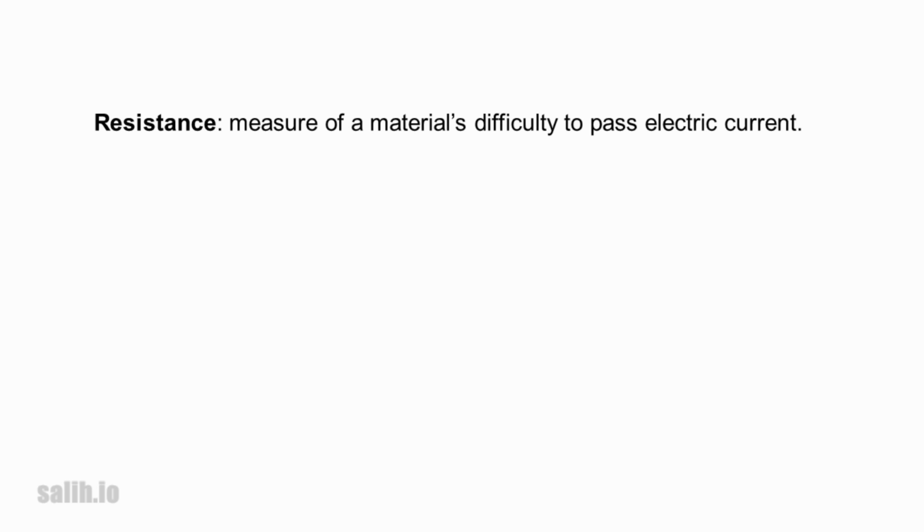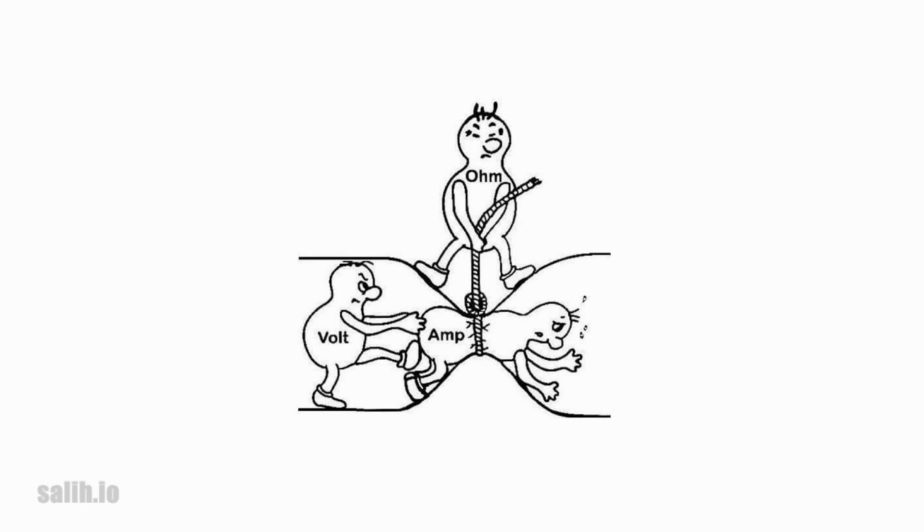Resistance is the measure of how well a material resists the flow of electric current. It has an SI unit of ohm and is denoted by the Greek letter omega. This diagram is an excellent representation of how voltage, current, and resistance work together in a circuit. Voltage pushes electrons to create current, while resistance limits its movement.